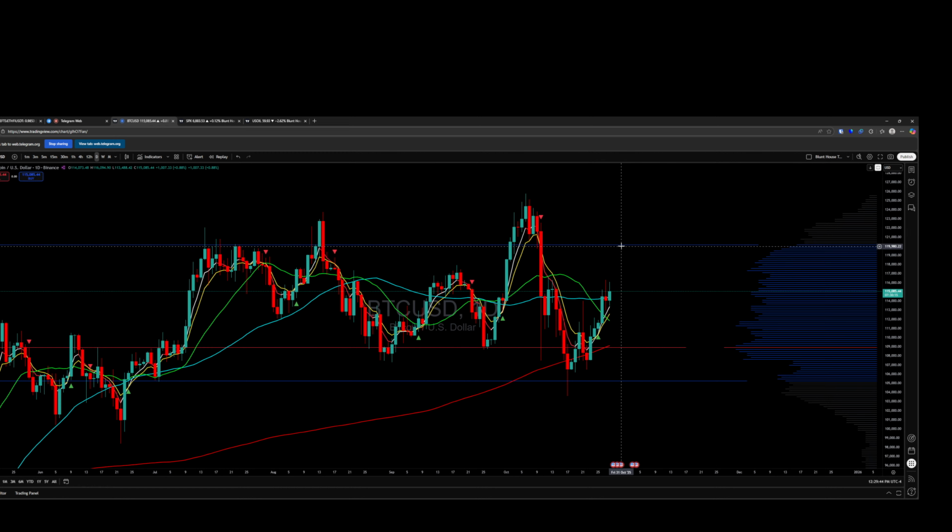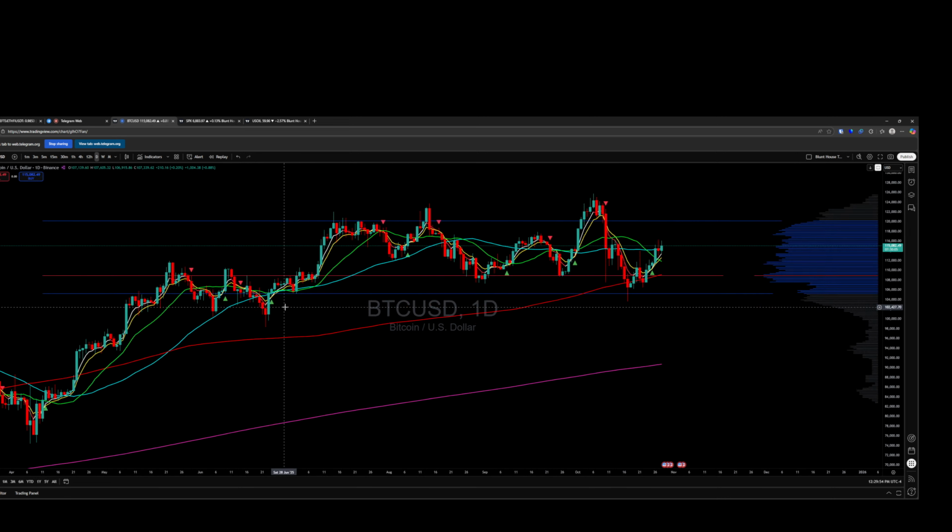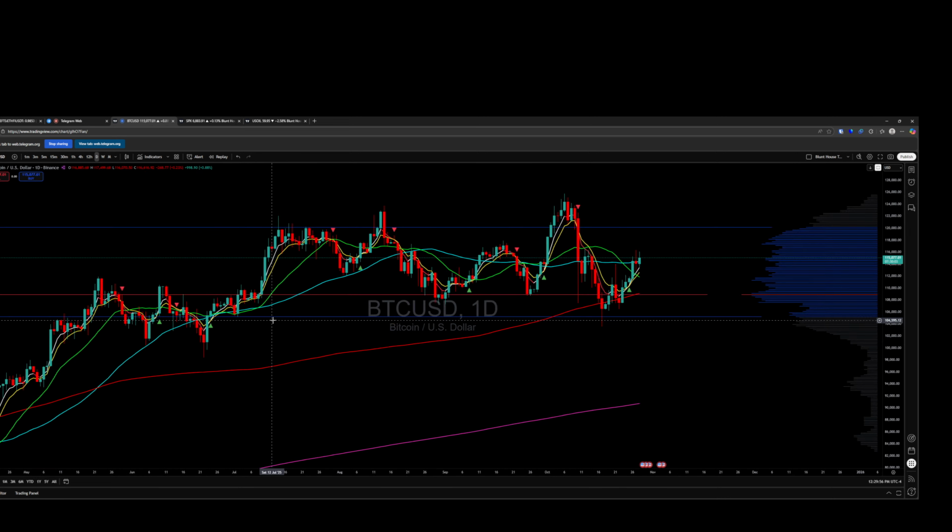Break through that, you're going to look for areas where we know price is drawn to, like the upper value range in this case. That's this thin blue line on the volume profile. And then the previous wave's highs. Just one step at a time.